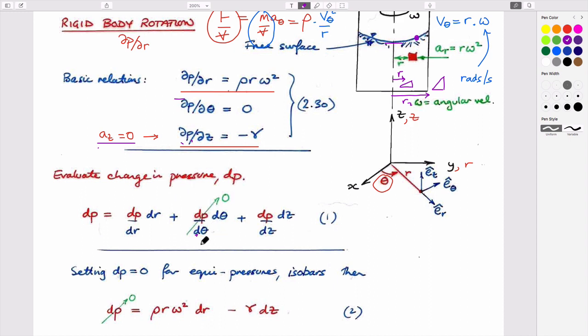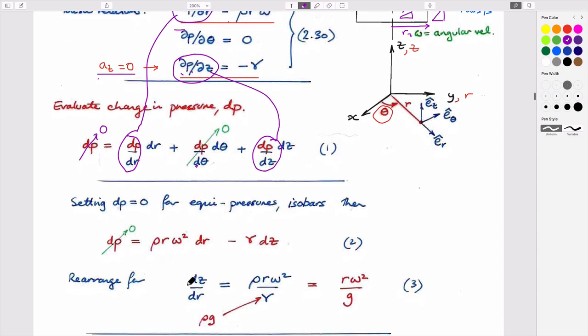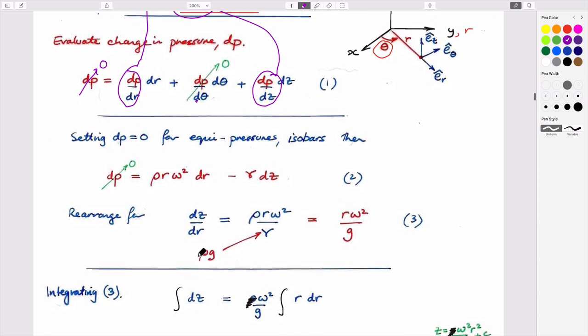If we make the substitutions then, so this can be 0. If we make the substitutions for this going into here, and for this going into here, and we do the same as before, on this free surface the pressure has to be 0, then we get equation 2. And equation 2 is this is 0, it's just two terms. It includes the gradient in the r direction and the gradient in the z direction, or rates of change in those. And if we just rearrange that, we end up with equation number 3.